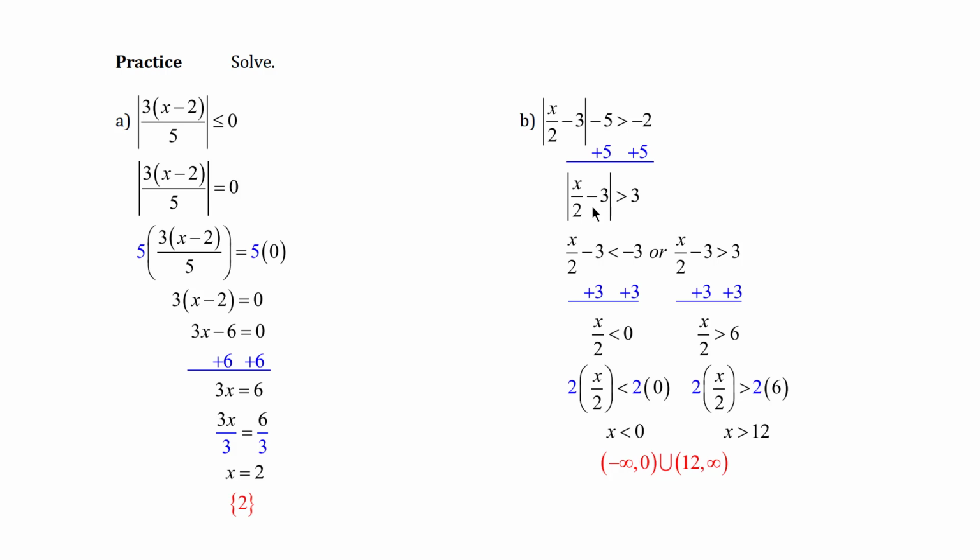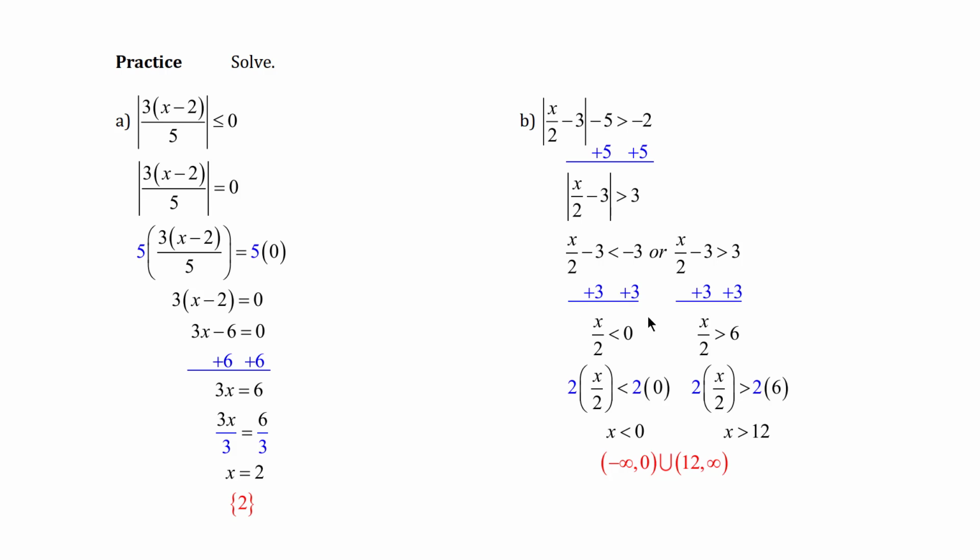Next, we could rewrite our absolute value. We can rewrite it as x over 2 minus 3 less than negative 3, or x over 2 minus 3 greater than 3. The first step for both of these inequalities is getting rid of the minus 3 on the left-hand side. To get rid of the minus 3, we just add 3 to both sides of each of these inequalities. Simplifying the left-hand side of both inequalities, we have minus 3 plus 3 will cancel out, and we just bring down the x over 2.